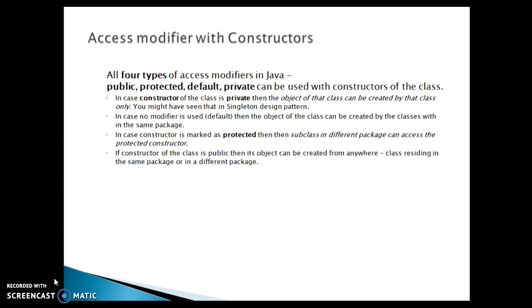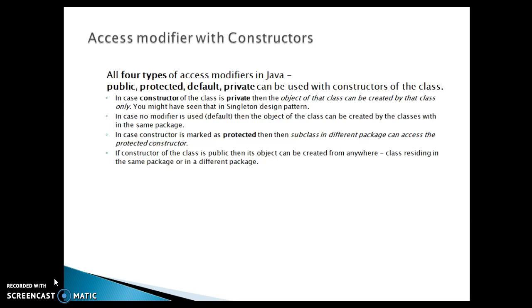Now access modifier with constructor, right? So all 4 types of access modifier in Java like public, protected, default and private can be used with constructors of the class. Now in case constructor of the class is private, then object of that class can be created by that class only. You might have seen that in the singleton design pattern, right?